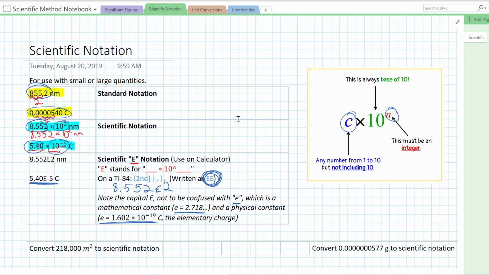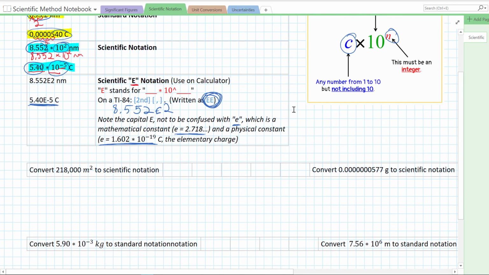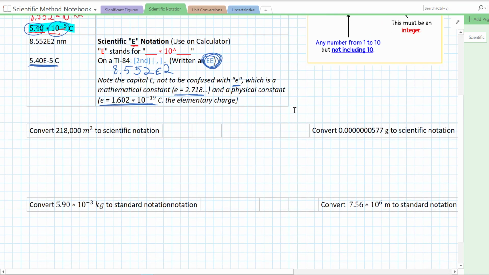So let's just do a few quick examples converting from scientific notation and back. Number 1, convert 218,000 square meters to scientific notation. Let's take a look at our number. We're going to move the decimal place 1, 2, 3, 4, 5 spots. So we're going to write that as 2.18 as our coefficient times 10 to the, since we moved to the left 5, our exponent is plus 5. And our units are meters squared. There's our answer.